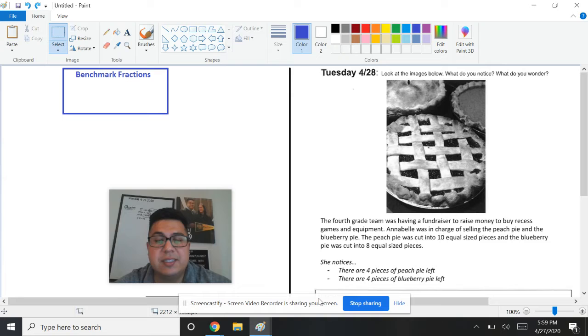I'm going to go ahead and read this paragraph below the picture. It says that the fourth grade team was having a fundraiser to raise money to buy recess games and equipment. Annabelle was in charge of selling the peach pie and the blueberry pie. The peach pie was cut into 10 equal pieces, and the blueberry pie was cut into 8 equal pieces. She notices that there are 4 pieces of peach pie left, and there are 4 pieces of blueberry pie left.